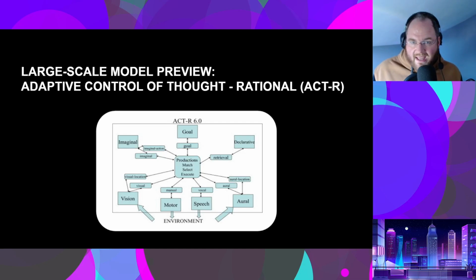Hey, welcome back. We are now on to a preview of one of our large scale models we'll be addressing more deeply later in the course. Adaptive Control of Thought-Rational, otherwise known as ACT-R. You see here it's this sort of distributed bunch of boxes that all have arrows pointing to each other. What does that imply? That implies that information's moving around between different subsystems. So, let's get into this weirdo.